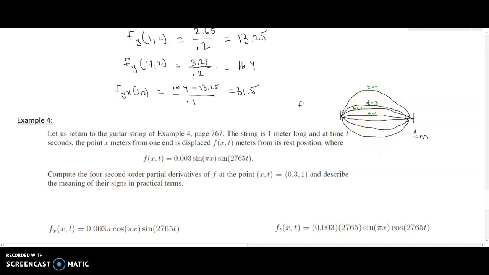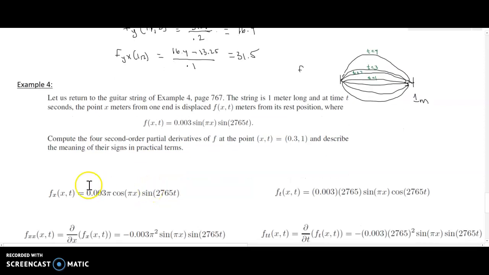So we want to look at the 4 second-order partial derivatives, interpret them at the point (0.3, 1), and describe the meaning of their signs in practical terms. First of all, for this function, we compute the 2 partial derivatives, f sub x and f sub t. With respect to x, you're going to get a cosine, and the value of pi comes out using the chain rule.